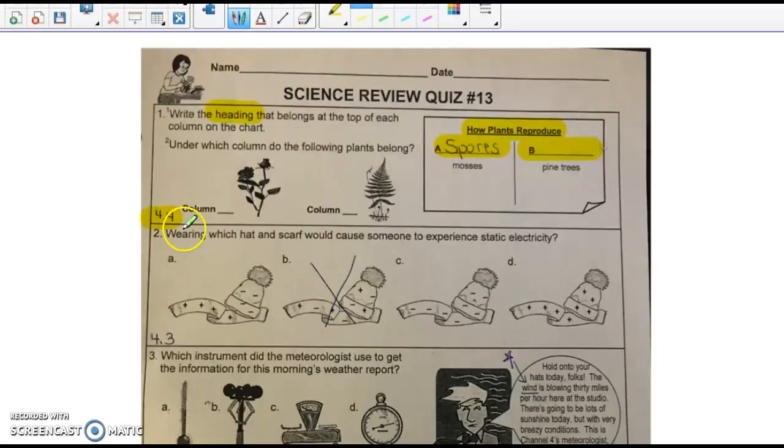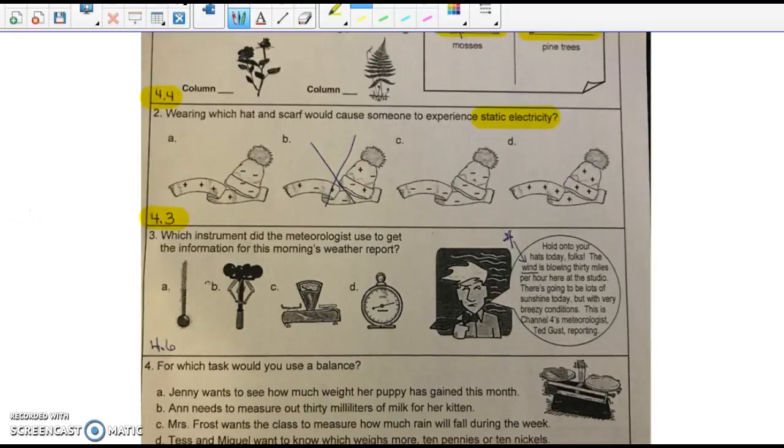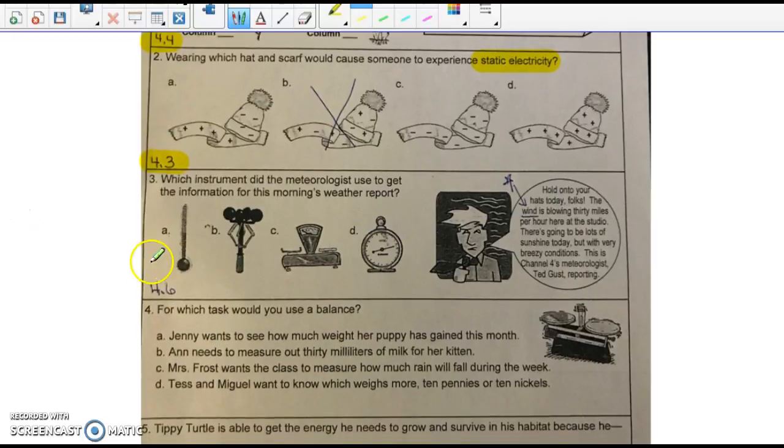Number 2, wearing which hat and scarf would cause someone to experience static electricity? This is SOL 4.3 in SOL Pass. I got rid of this one because it might have tricked some people. But we have A, C, and D. You need to look at the charges and see which one would create static electricity. Number 3, this is SOL 4.6. So you can go on SOL Pass and look.